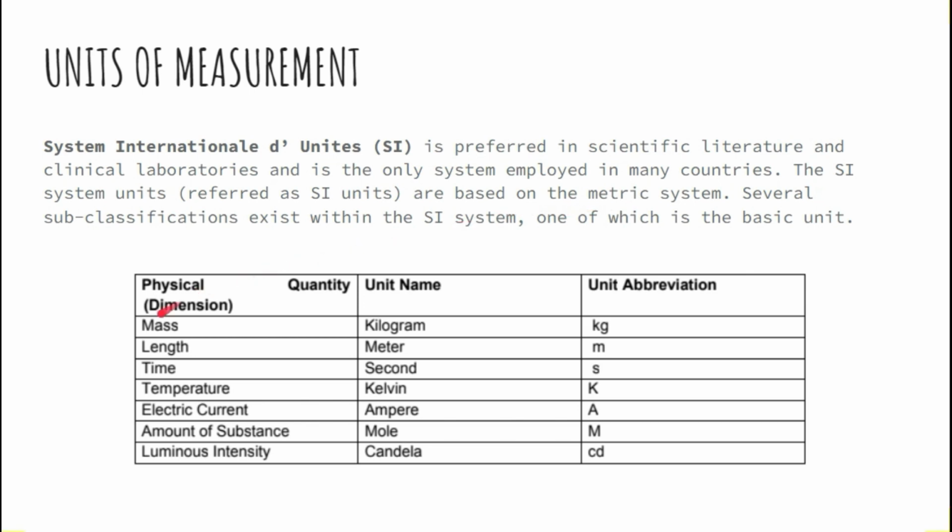And then under this po, itong table natin sa baba, these are the basic units of SI. So let's know what are the different physical quantities or dimensions, their unit names, and their abbreviations. For mass po, under the SI, ang kanyang unit name is kilogram. For length naman po, length po is commonly referred in meters. For time naman po, time po is seconds.